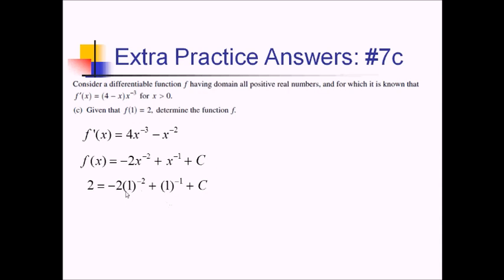And going through here, let's see here. This is just really negative 2. This is just positive 1. Negative 2 plus 1 is negative 1. If we add 1 to the other side to cancel out that negative 1, we have 3. So c equals 3. And then we only have really one more step here because there was no absolute value or anything else to resolve. We just have to plug 3 in for c. So negative 2x to the negative 2 plus x to the negative 1 plus 3, that is our f function.